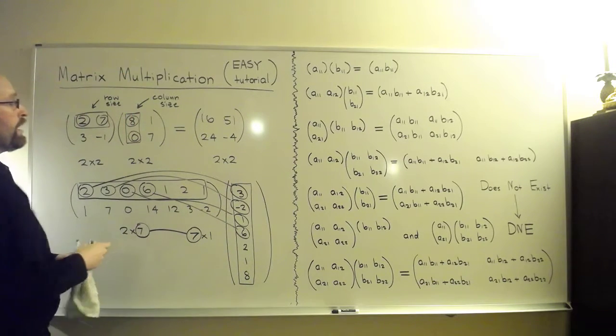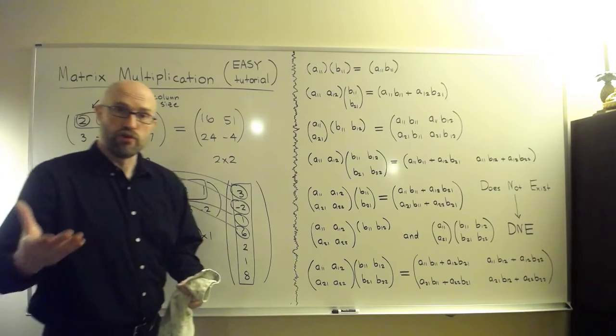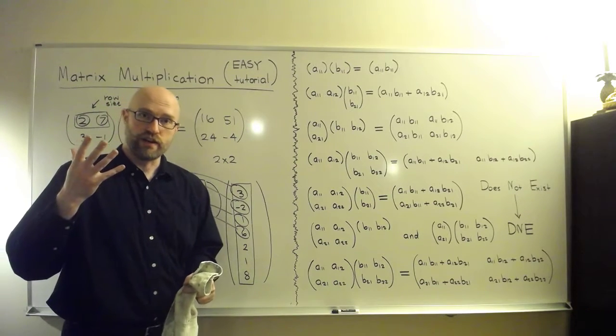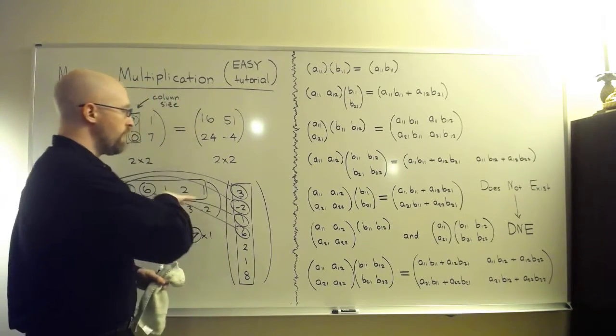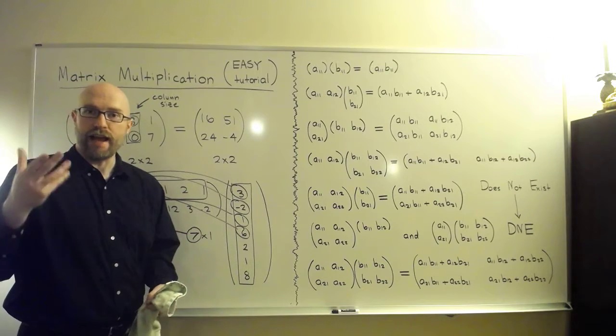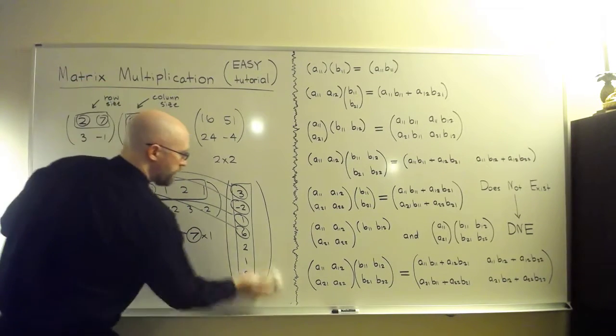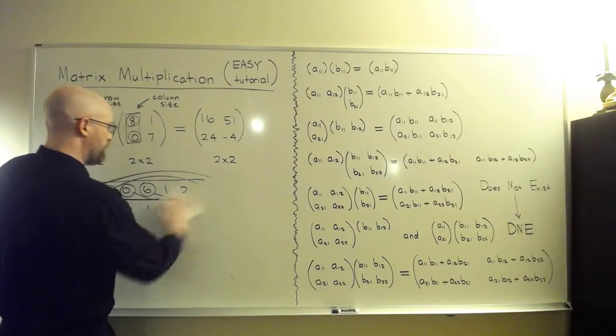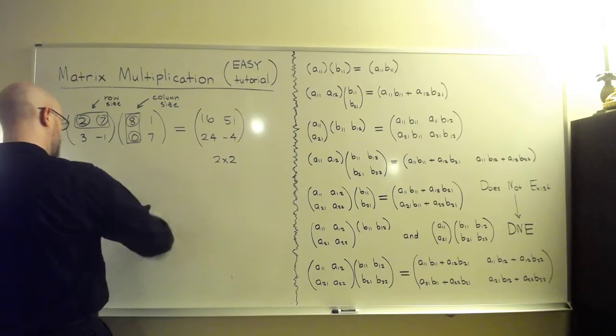So there's a special requirement for what sizes of matrices you can multiply together. And let me write out for you what that rule is.